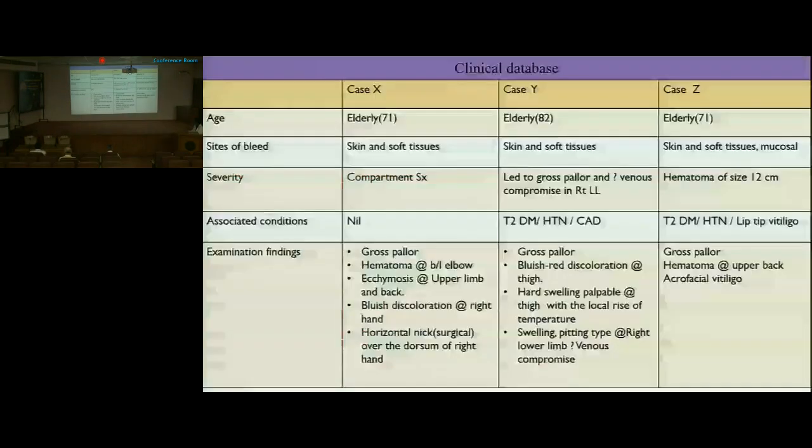The clinical database: all 3 index cases were elderly at presentation. The sites of bleeding were the skin, soft tissue, and mucosa. As for the severity of bleeding, case X has arterial compromise, case Y has venous compromise, and case Z has a hematoma of more than 12 centimeters. The associated conditions: case Y has type 2 diabetes, hypertension, and coronary disease, and case Z has lip tip vitiligo, hypertension, and type 2 diabetes mellitus.